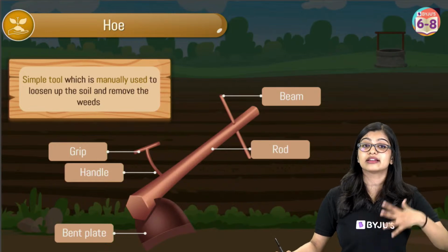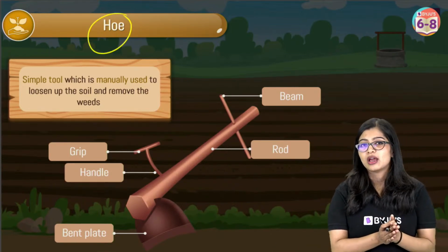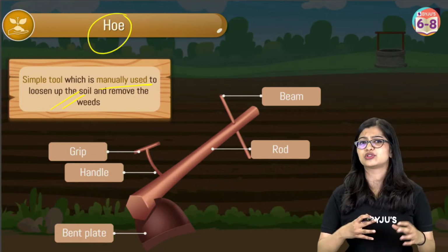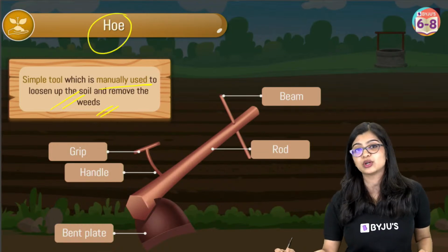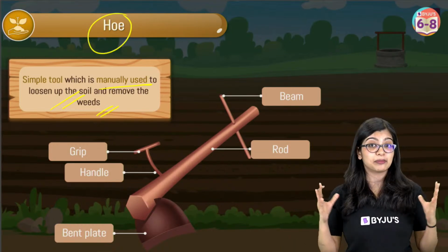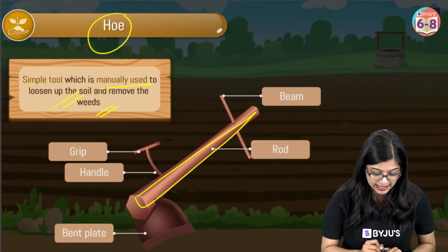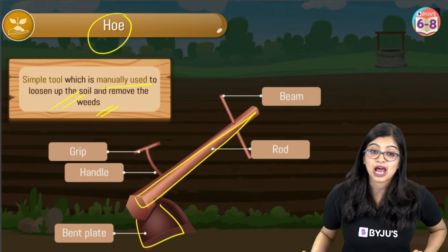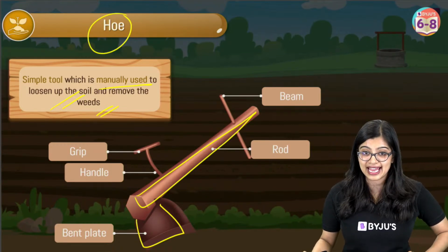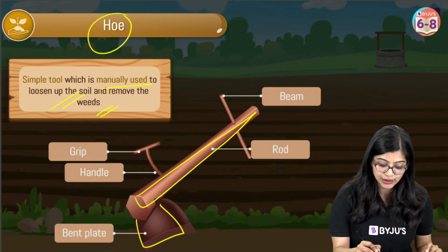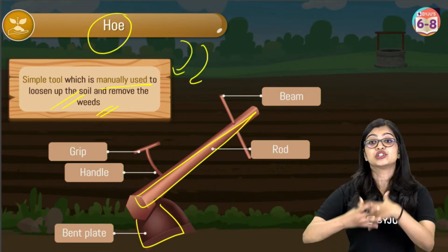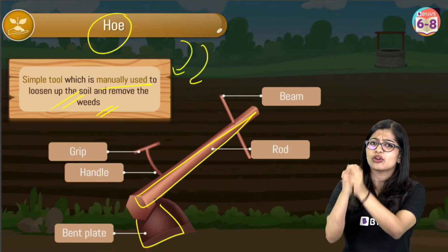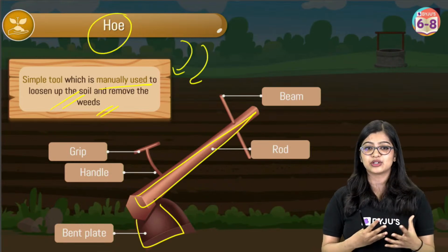Now another implement that is there is the hoe. Hoe again is a manually used implement, which will be used to loosen the soil and remove the weeds. And it has different parts, but mainly I would want you to focus on the long rod and a bent plate that will help in loosening it. Plough can also be drawn by other animals. What is a hoe? Just like I told you, hoe is a simple tool which is used manually, which means this is something that the farmer has to use to loosen the soil. So it's a lot of manual effort that goes into it.